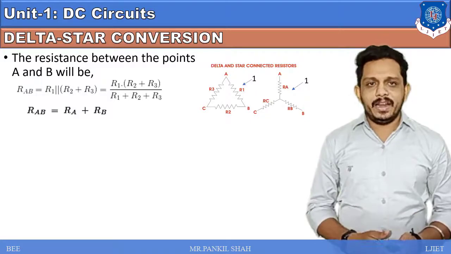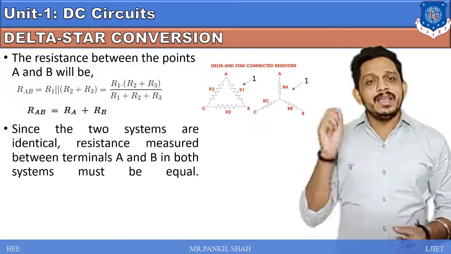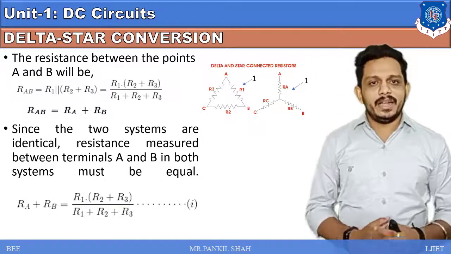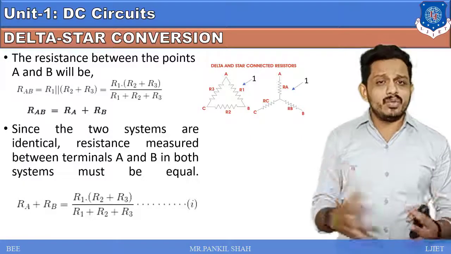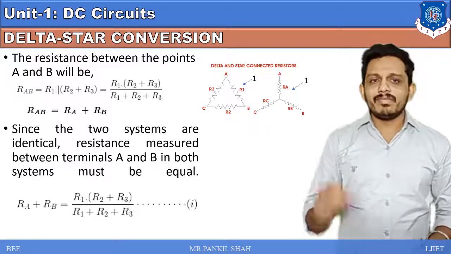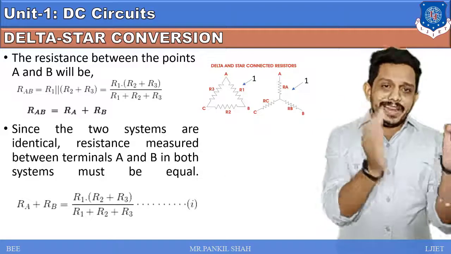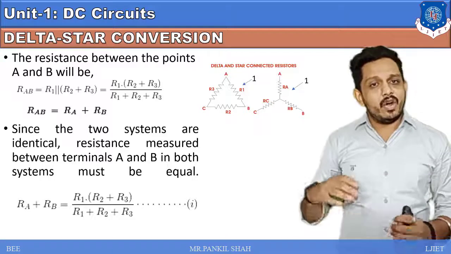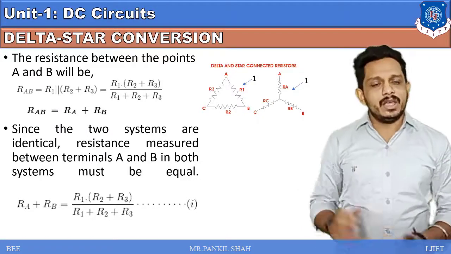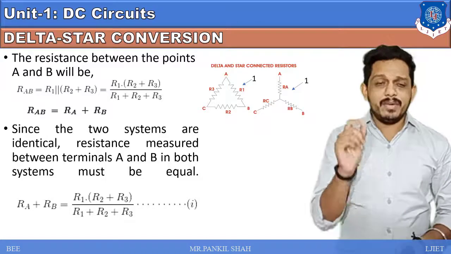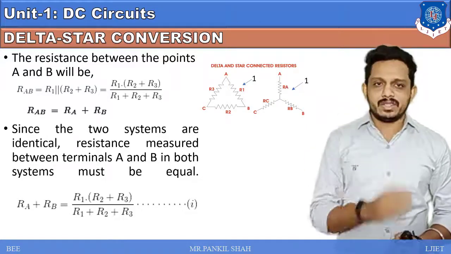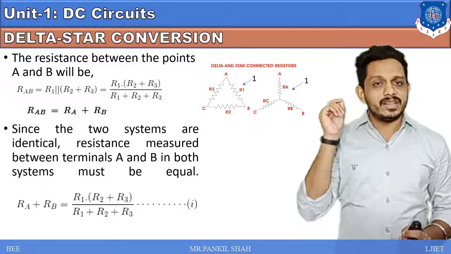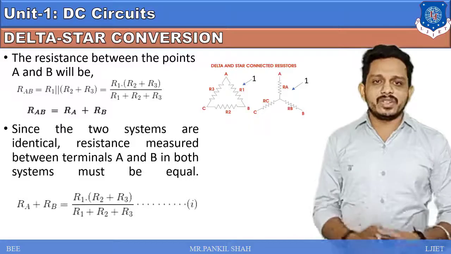If we compare these two equations, then Ra plus Rb is equal to R12 in bracket R23 plus R31, or you can simply say R1 into bracket R2 plus R3, divided by R1 plus R2 plus R3. This is equation number 1. And our aim is to find Ra, Rb and Rc because we want to convert this delta into star.